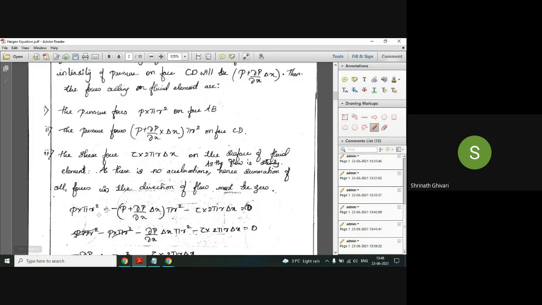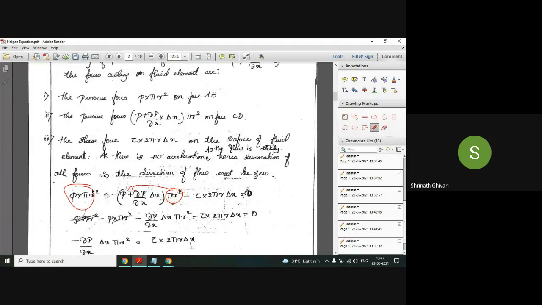So what will be remaining over here? If you multiply P into pi r square here and here, what will remain? P into pi r square minus pi r square into P plus ∂P/∂x into delta x, pi r square. So this P pi r square will get cancelled. Then what will remain? Minus ∂P/∂x delta x into pi r square, minus tau into 2 pi r delta x, equal to 0.